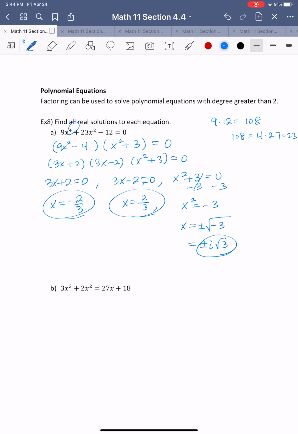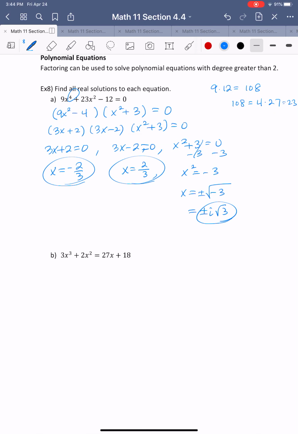Okay, in part B, of course, we need to set one of the sides equal to 0. Subtract 18, and then you get 3x cubed plus 2x squared minus 27x minus 18 equal to 0. And then we can factor by grouping. So grouping like this, okay? Of course, you have to change the sign of the 18 because you pulled out the negative.